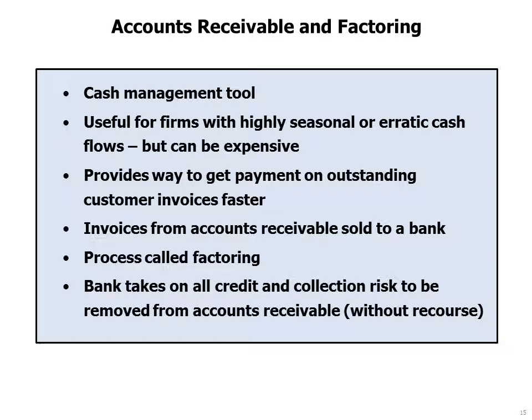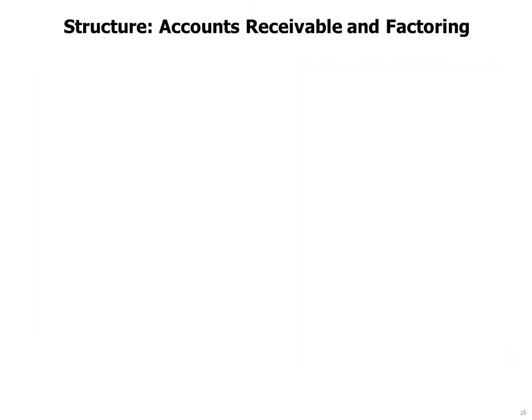Let's look at this in a diagram. The bank takes on all of the credit and collection risk from the invoices which have been sold on, if the company that is selling them is to remove them from their accounts receivable. So it's a sale without recourse. Let's look at the structure of accounts receivable and factoring.